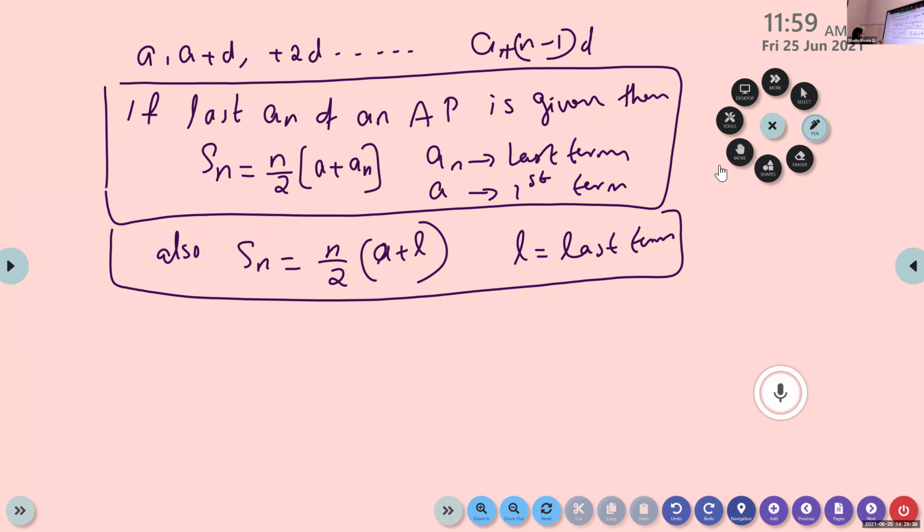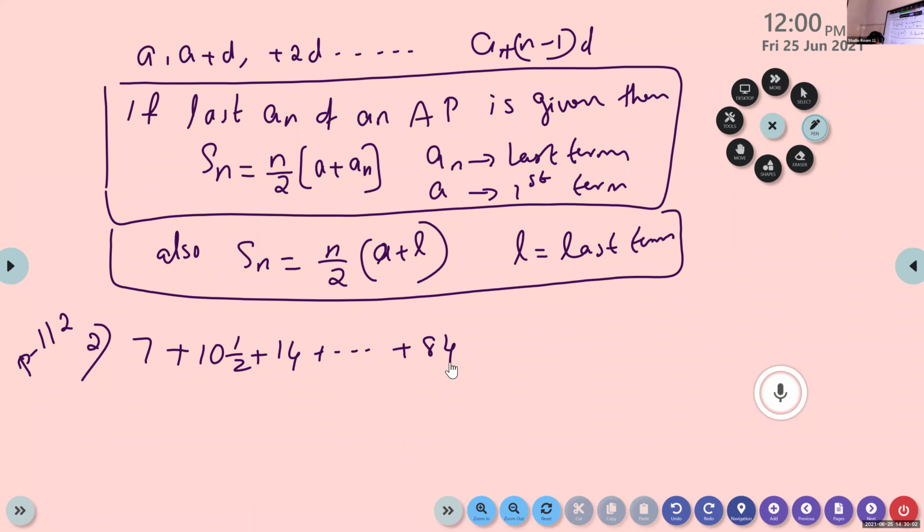Page 112. Second question. In that question, find the sum: 7 plus 10 and 1 by 2 plus 14 plus etc. plus 84. We need to find the sum of these terms.